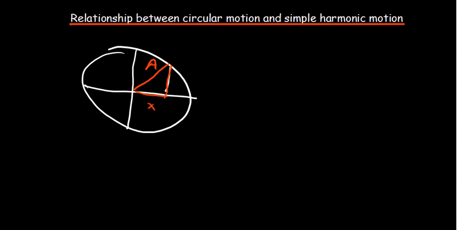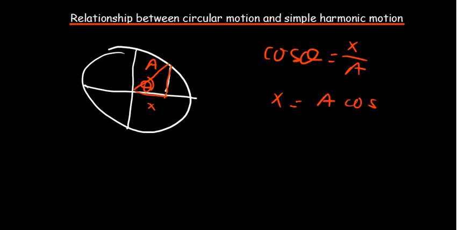Now let's say we have theta there, the angle. What will happen if we want to find the cos theta? It's going to be our x over a. That's what we know from cos. Then if I want to find the x, what do I do? I'll cross multiply. I'll have x is equal to a cos theta.